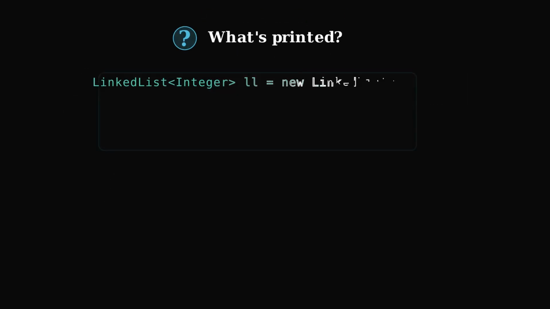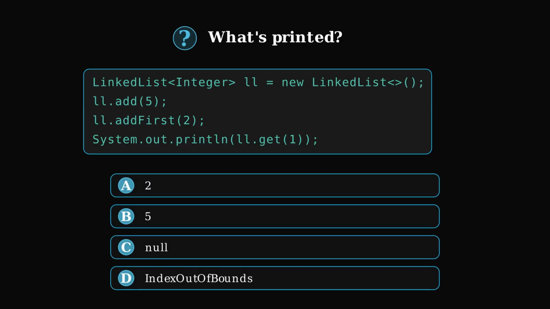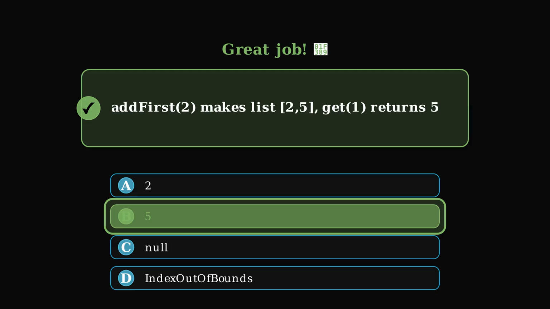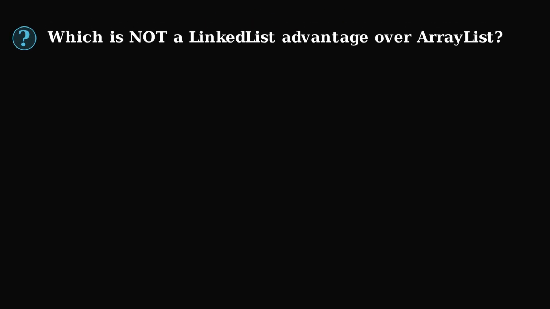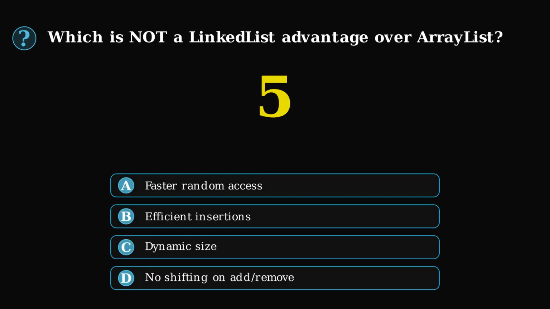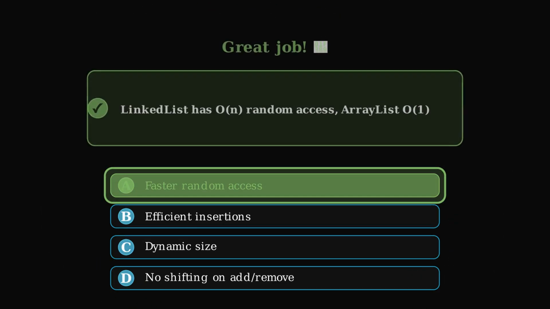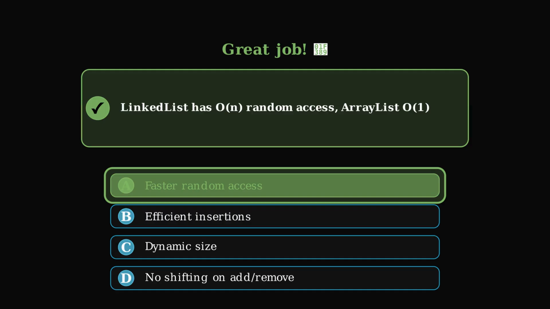What's printed? Which one is correct? The correct answer is addFirst 2 makes list 2, 5. get(1) returns 5. Which is not a linked list advantage over array list? Which one is correct? The correct answer is linked list has O(n) random access, array list O(1).